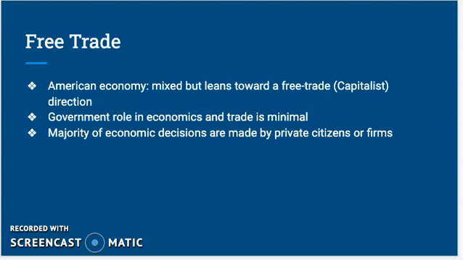So, free trade. One of the big things is that the American economy, even though it's mixed, leans towards free trade, the capitalist side. So government role in economics and trade is comparatively minimal in the United States, especially when compared to other first world countries like England, France, Italy, etc. And the majority of economic decisions in the United States are made by private citizens or firms, by private companies or by personal people, right? We don't have a central planning office the way the People's Republic of China does.